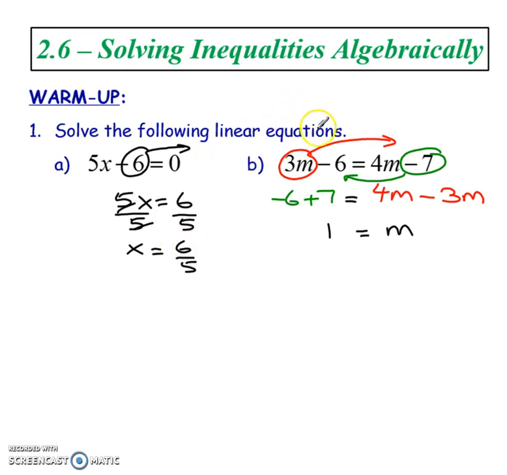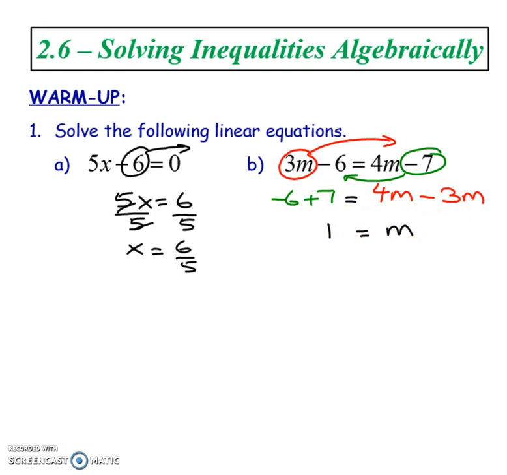Same thing as if you have your variables on either side. So just bring all of your variables onto one side. It doesn't really matter which side. And then bring all your numbers onto the other side that have no variables. Then you're just going to solve. So 4 minus 3 is 1m, and then you have 7, and a negative 6 makes a 1.